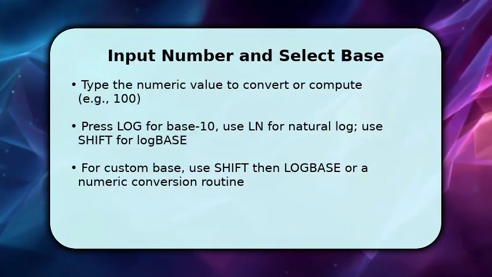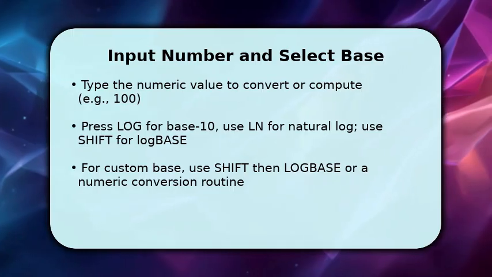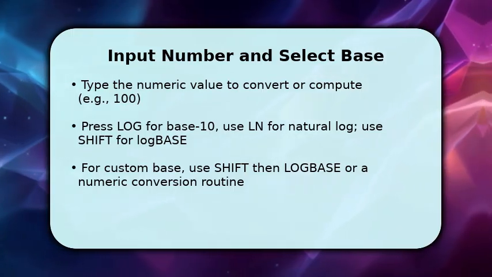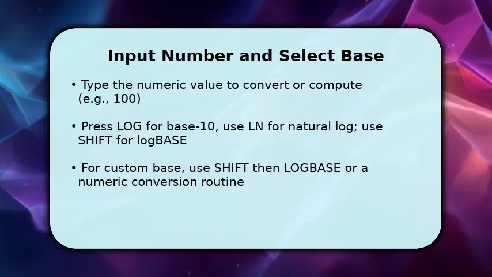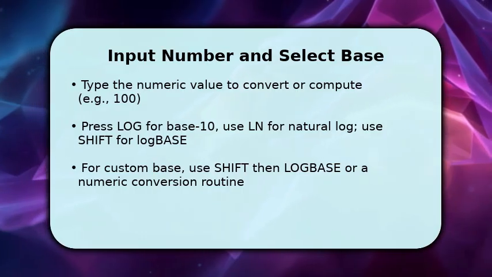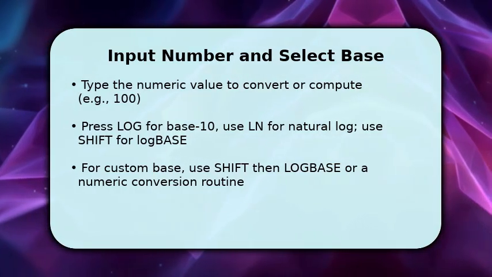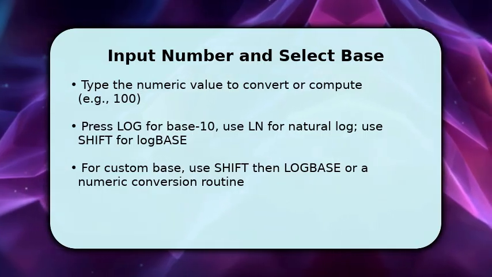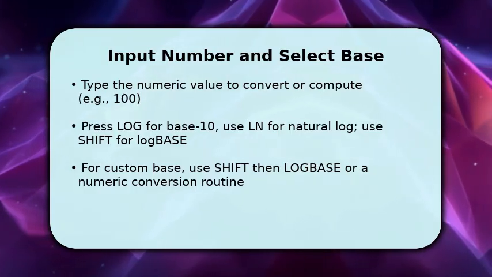Now you input the value you want to log and choose the base, because the result depends on that base. Type the number, then press log for base 10 or ln for natural log, simple and fast. If you need a different base, press shift to access the log base function, enter the desired base, and then the value. Make sure to close parentheses when required, because incorrect bracketing leads to syntax errors. This step converts your number correctly for the base you specified.